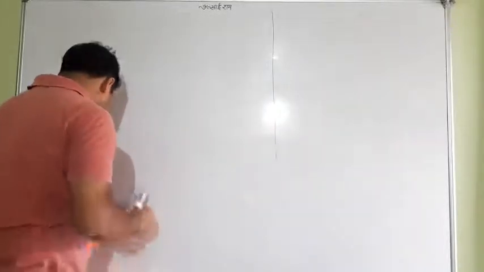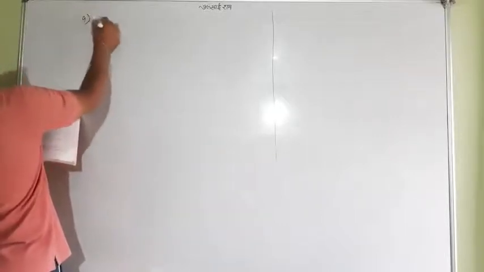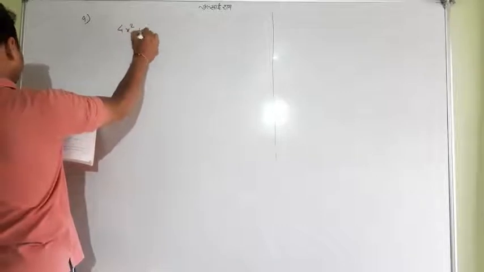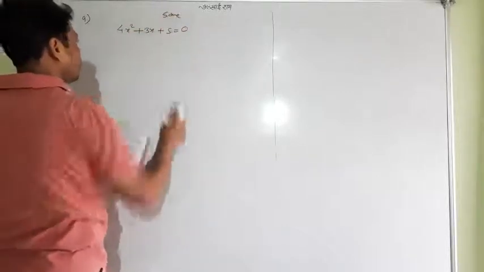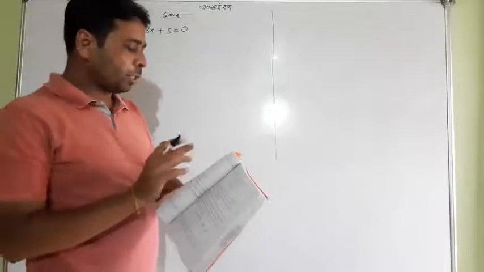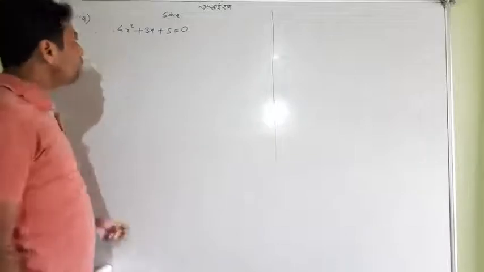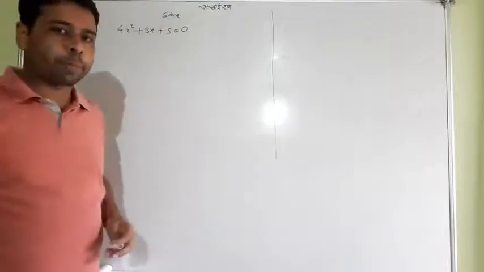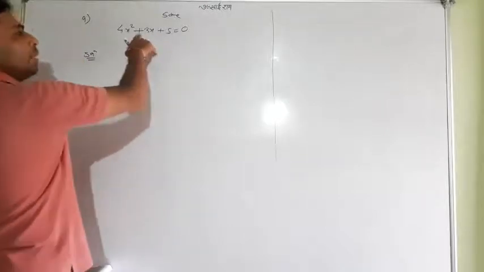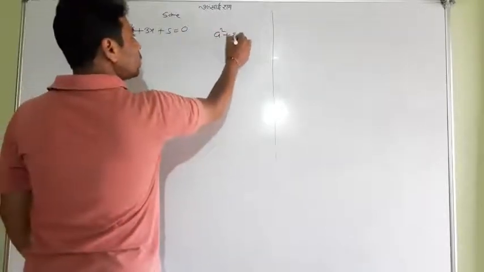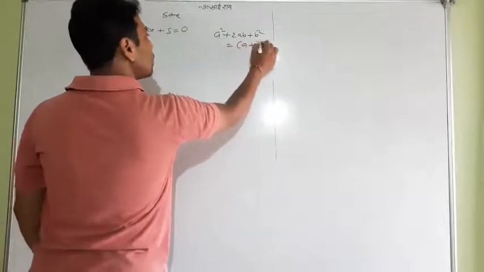Next one, I am taking the ninth question. Ninth question: 4x square plus 3x plus 5. Solve by the completing the square method, it is written. Page number 82, you can see page number 82. It is written there: solve by completing the square method. So what to do first? You remember, it is a plus sign. So I'll compare with a square plus 2ab plus b square, which is equal to (a plus b) whole square.